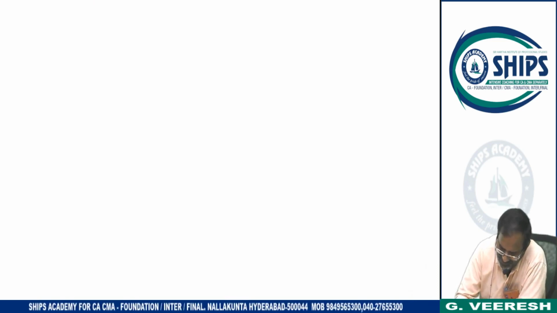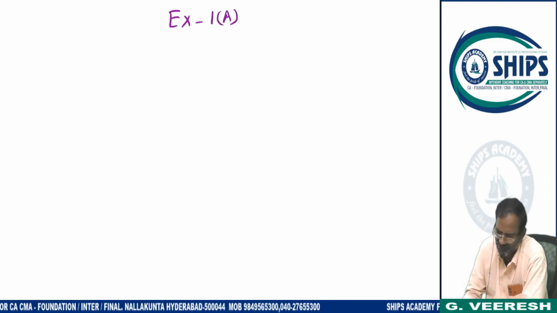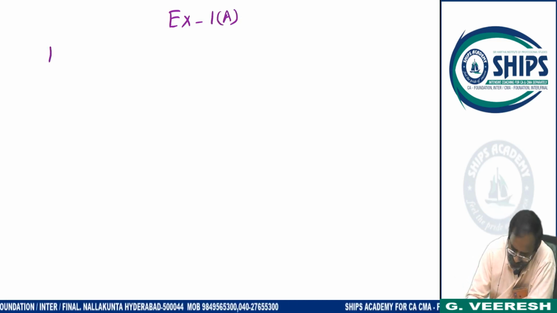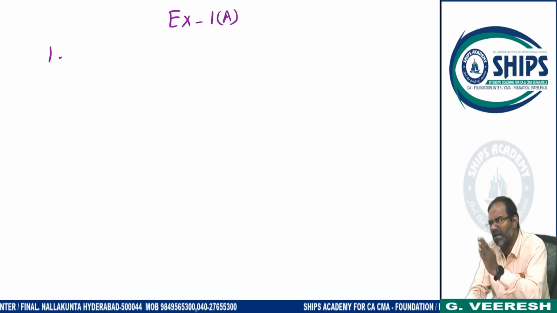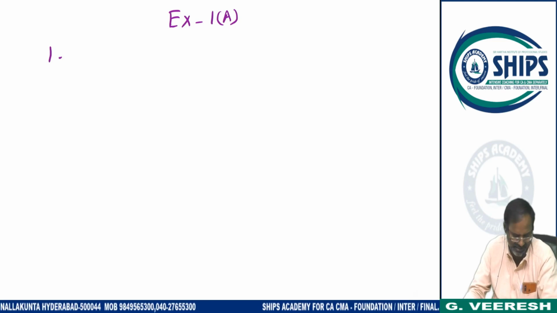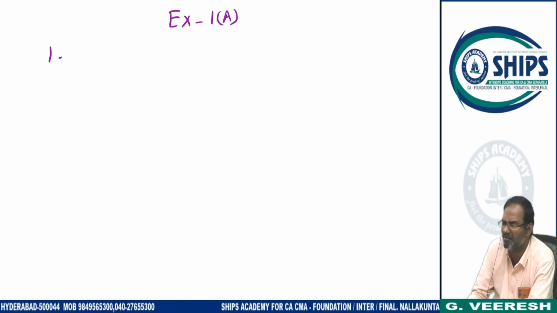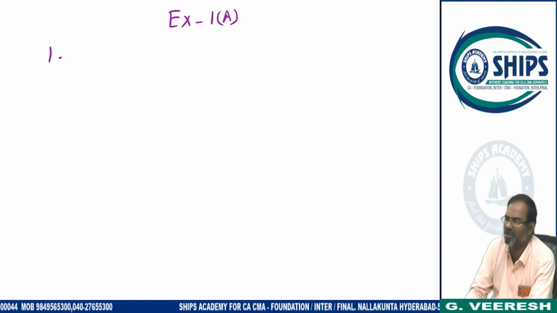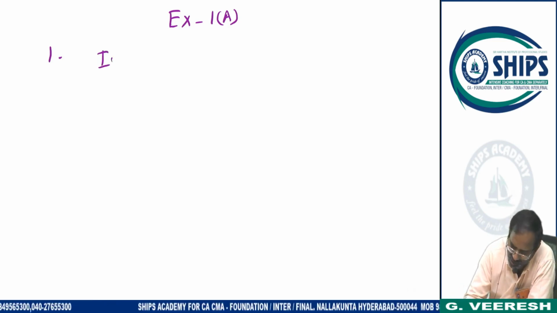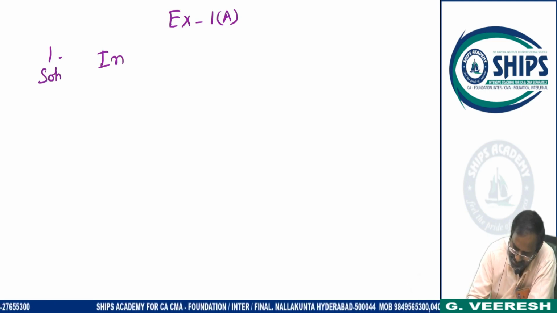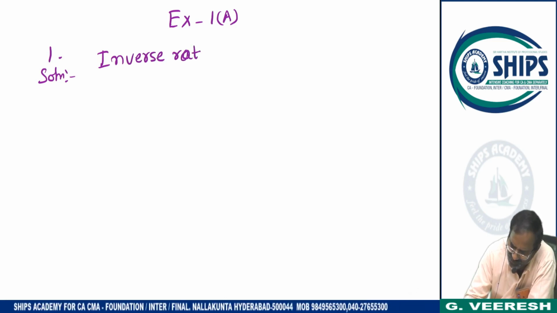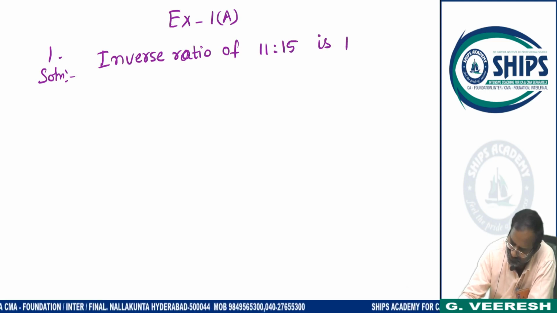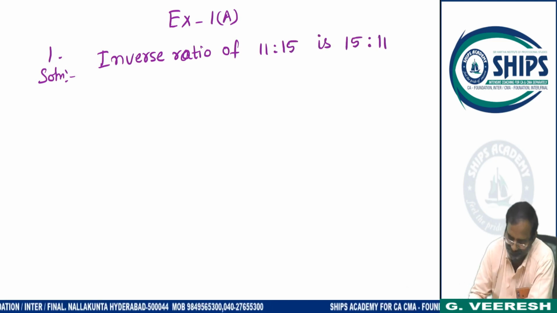Now, exercise 1A. First problem. No need to write the question, we write only what is given in the question. It is asking the inverse ratio of 11:15. We'll write the solution like this: inverse ratio of 11:15 is 15:11, like that. Okay.